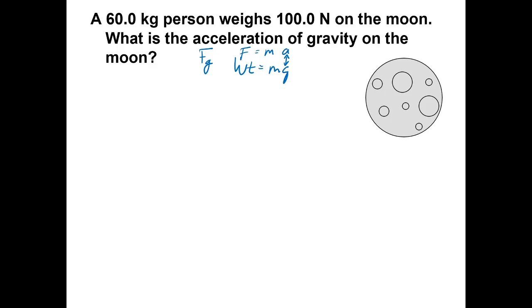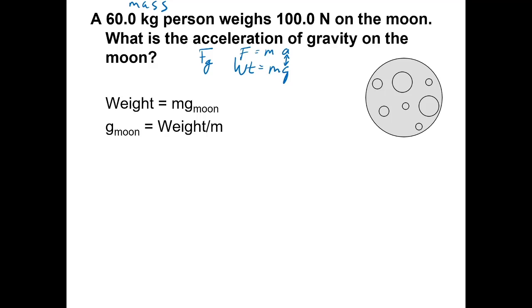Sometimes they're confusing. So we're going to have a 60 kilogram person. That's their mass. Mass never changes. They're 60 kilograms because of the number of atoms they have in their body, and that doesn't change if they go to the moon. On the moon, they only weigh 100 newtons. So let's see what we know. Weight is mg, but g won't be 9.8 because they're on the moon.